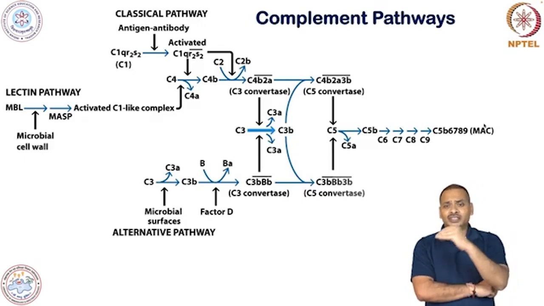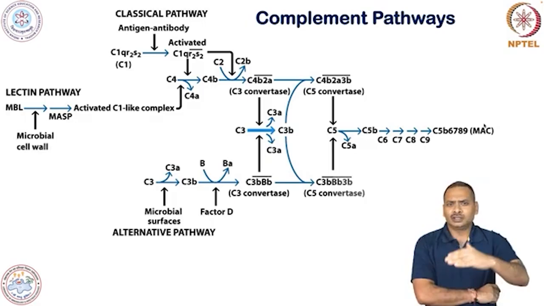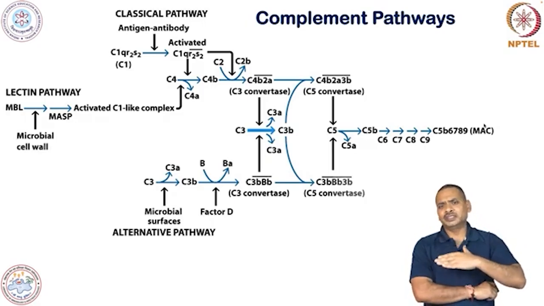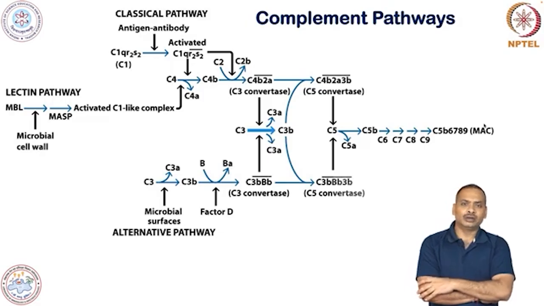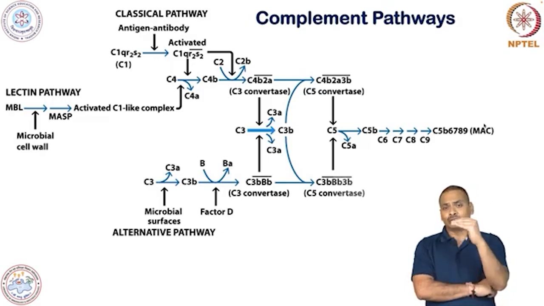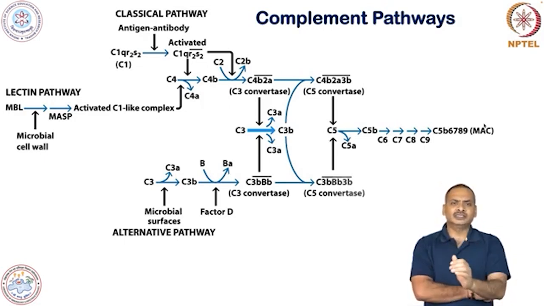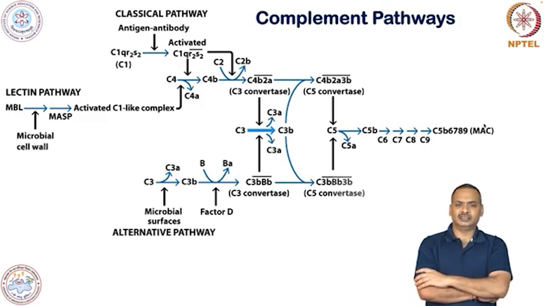Once the C5 convertase is generated, a series of proteolytic cascades will follow, and eventually there will be formation of the membrane attack complex, which also involves C6, C7, C8 and C9.